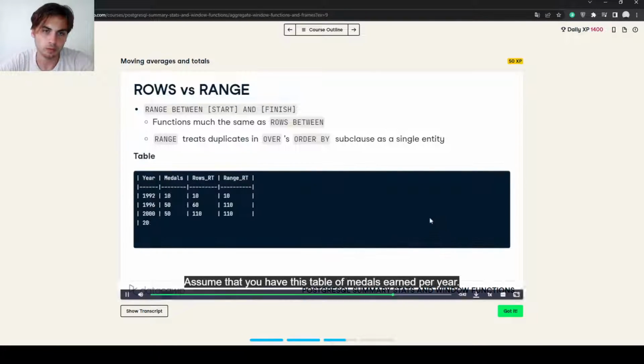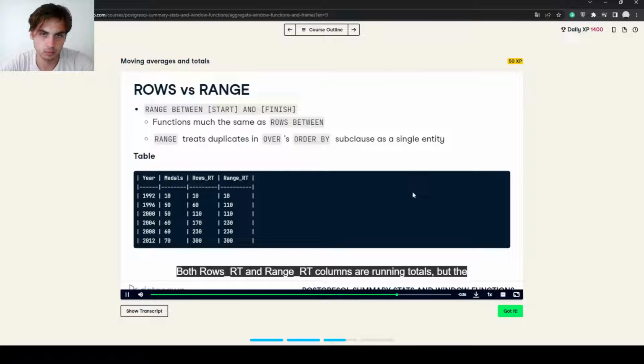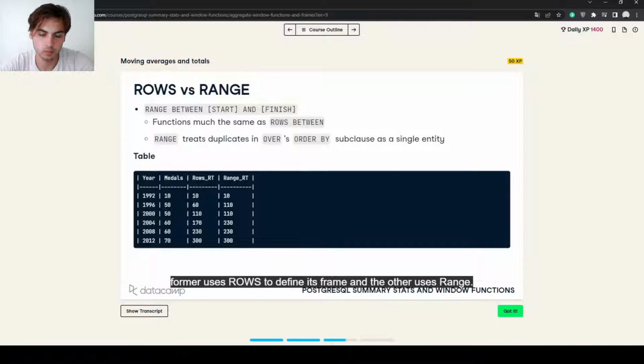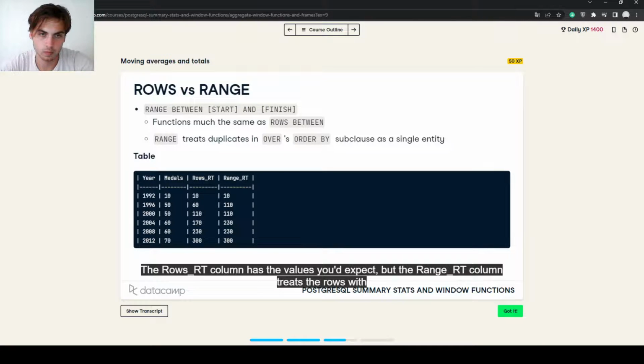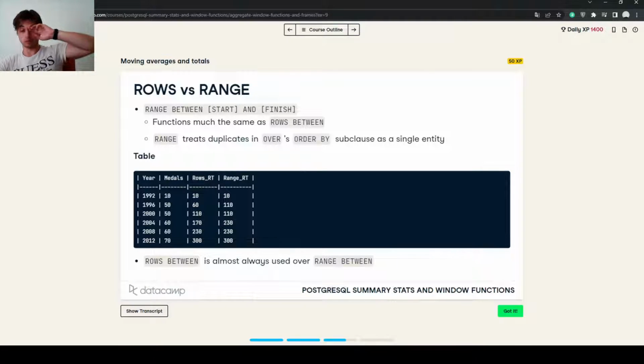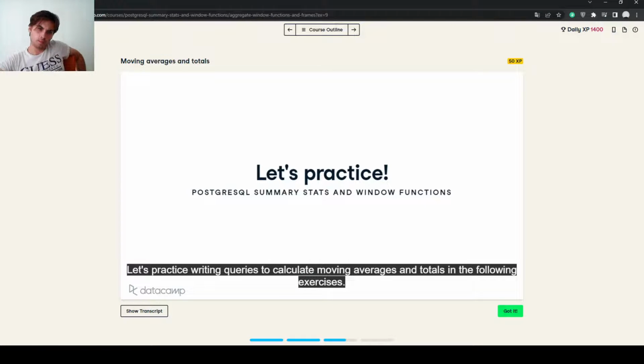Assume that you have this table of quintils earned per year. Both rows RT and range RT columns are running totals, but the former uses rows to define its frame, and the latter uses range. The rows RT column has the values you'd expect, but the range RT column treats the rows with duplicate values as single rows, summing them up first, then displaying that sum for each duplicate row. They both arrive at the same cumulative sum, but how they get there is different. In practice, rows between is almost always used over range between. Let's practice writing queries to calculate moving averages and totals in the following exercises.